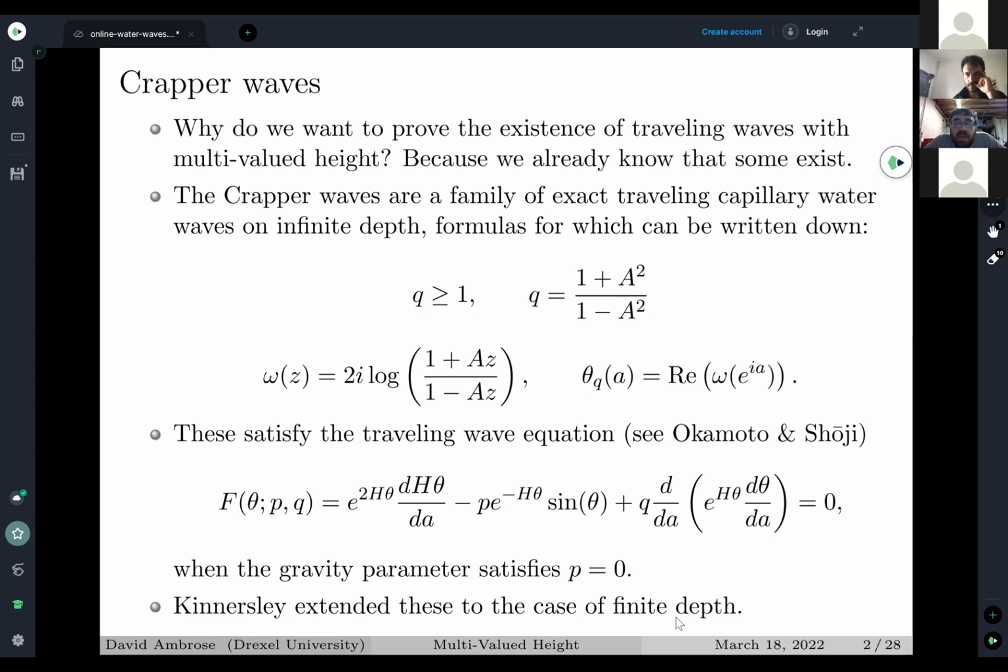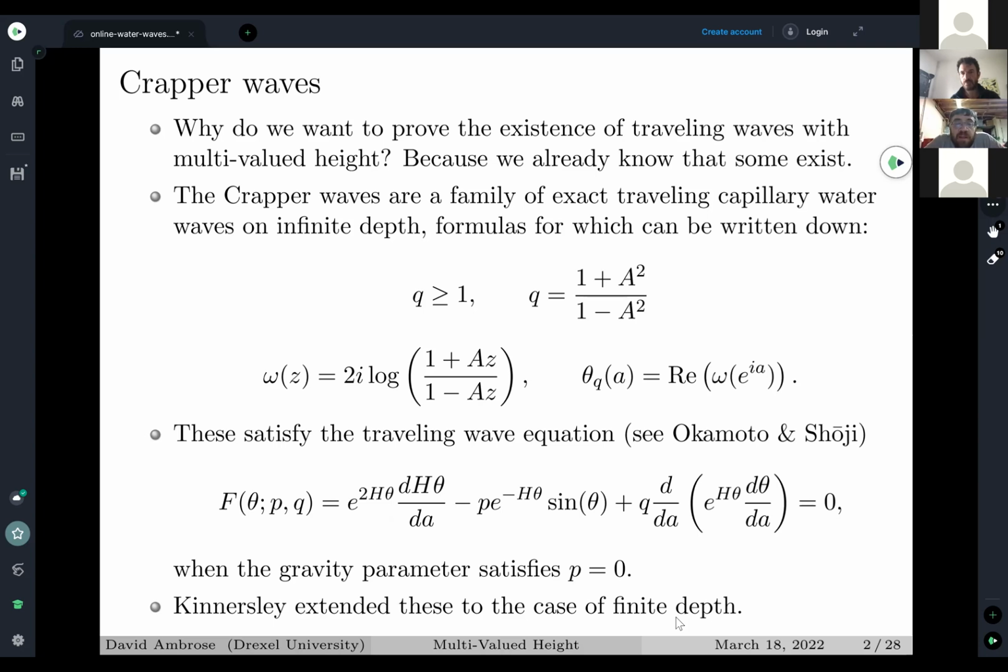And so you can give a formula for theta q of the coordinate along the wave, a, as the real part of omega of e to the ia, where omega is the function omega of z equals 2i log of (1 plus Az) over (1 minus Az). And Q is a real number greater than or equal to 1. And capital A can be solved for through the relation Q equals (1 plus A squared) over (1 minus A squared).